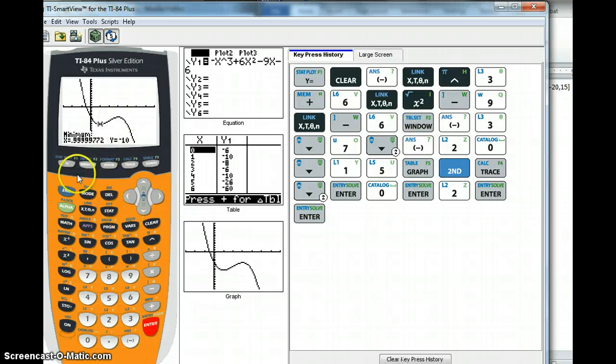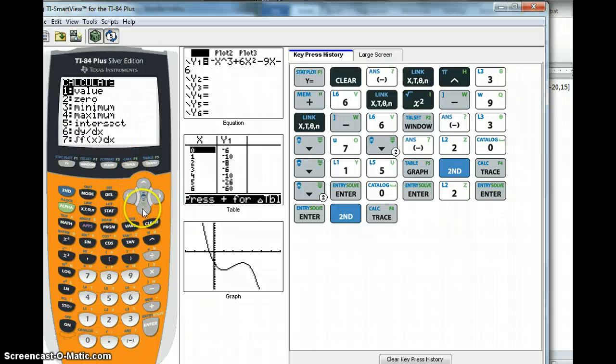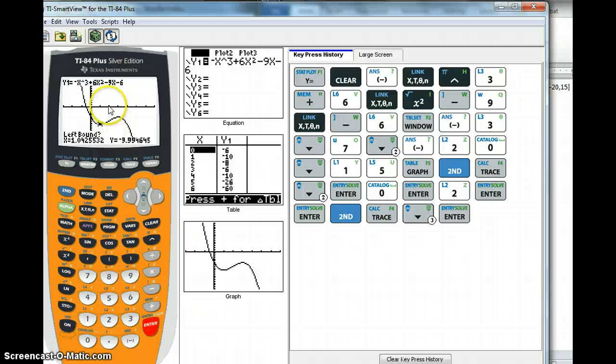Now this over here is a maximum right here, so we want to make sure we find the maximum. Second trace, we're going to go to maximum, and an x to the left of that maximum would be, like you can see, we can count 1, 2. 2 would be to the left of the maximum. Now to the right of the maximum, here's 1, 2, 3, 4. 4 would work, or 5. I'm going to go ahead and pick 5 just to be safe.